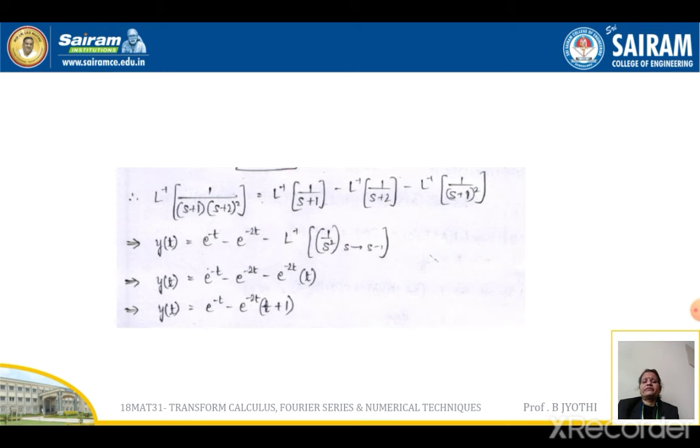So this is what we will be getting. It is actually s plus 2, so it is e power minus 2t into t. So taking e power minus 2t common, we get t plus 1, and the first term remains the same.